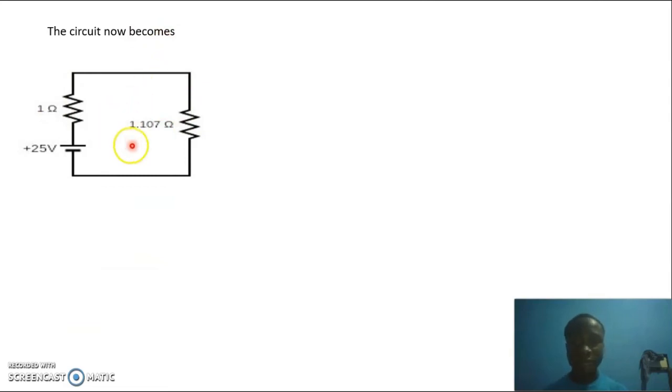Initially we had a complex circuit and we have been able to reduce it to a simple circuit. Then we can see that this 1 ohm is now in series with 1.107 ohm, and when they are in series, as I said earlier, we add their values. So let's do that. We can add them.